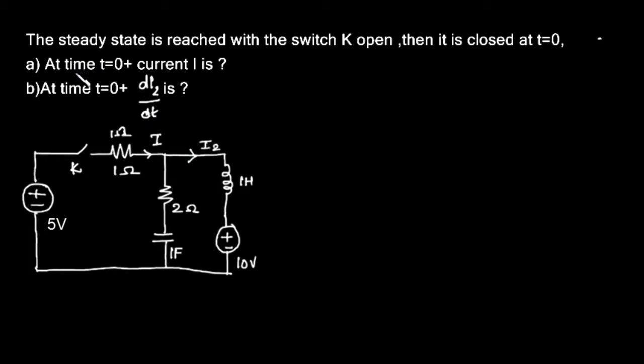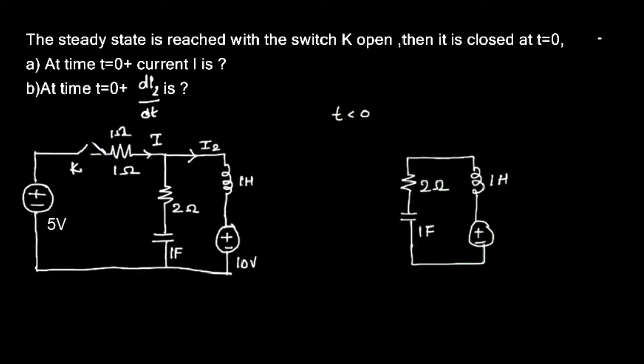It is given that the steady state is reached with switch K open. That means the switch was open initially and the steady state is attained. Then at t equal to 0 it is closed. We have to find out what is this current I and what is di2 by dt at time t equal to 0 plus. Now we will see what is the case for t less than or equal to 0, that is before the switch is closed.